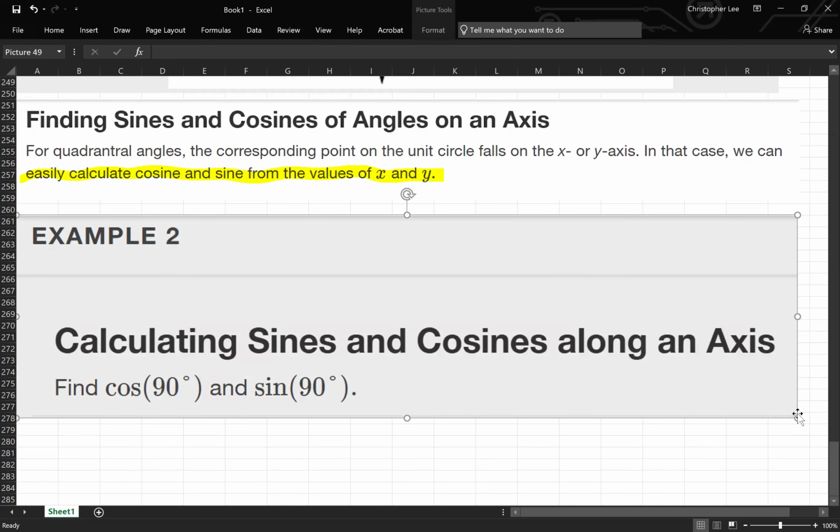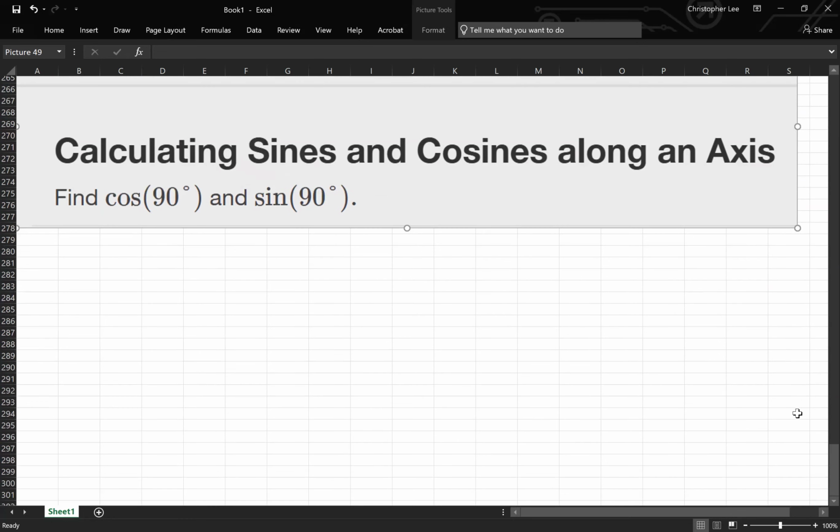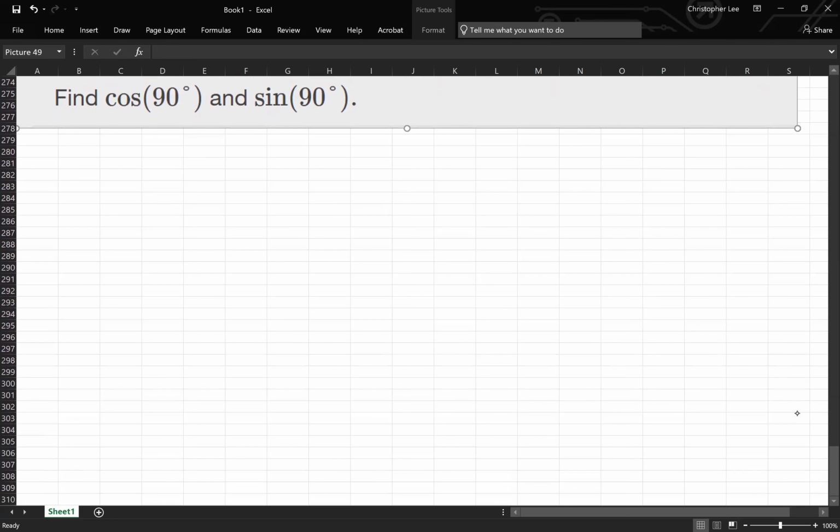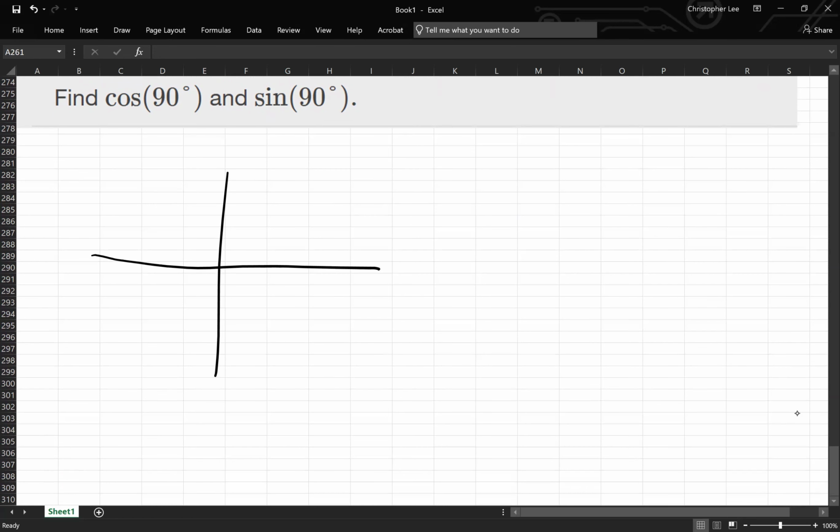So it says calculating sine and cosine along an axis. We want to know what is cosine of 90 and what is sine of 90. Very simply, this is my x, this is my y. We know that this is 0 degrees, this is 90 degrees, this is 180, this is 270. And I'm telling you that it's at 90. So there would be a point here on the unit circle, and this point would be 0, comma 1.